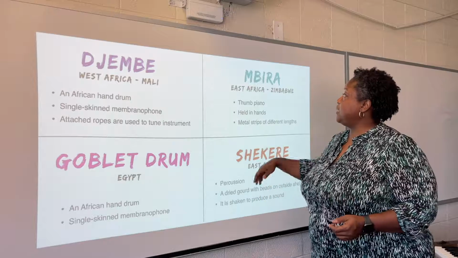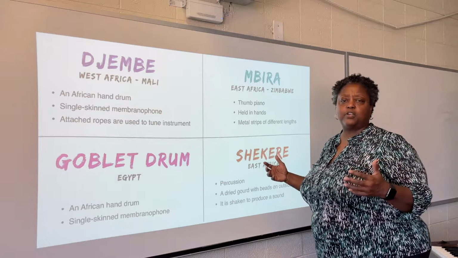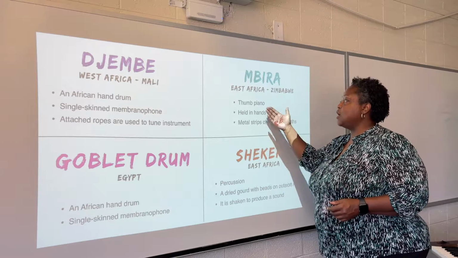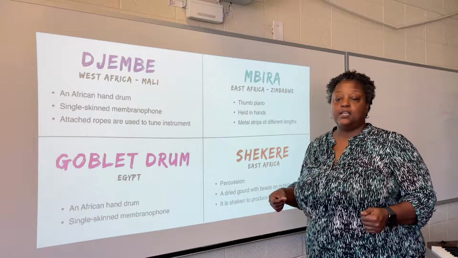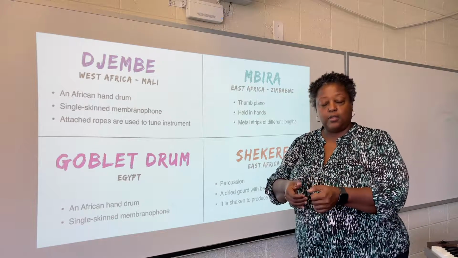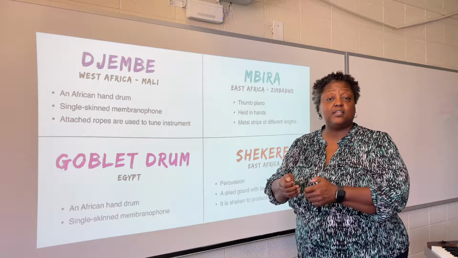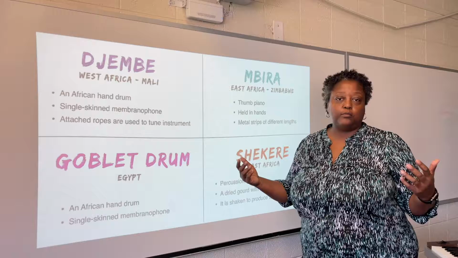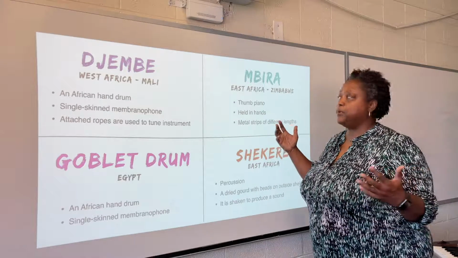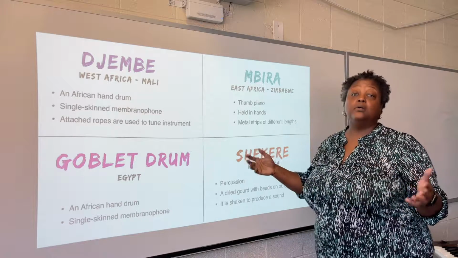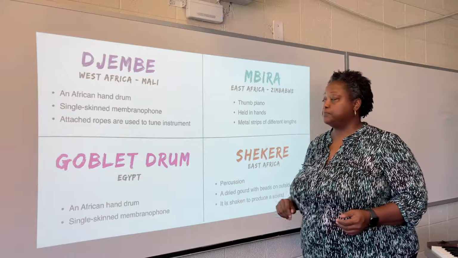All right, so the next one would be the imbira, which is from East Africa. One of the representative countries is Zimbabwe. It's a thumb piano, which is held in the hand, and it has metal strips of different lengths. You've probably seen it, a wooden box in their hand, and they're going ding, ding, ding. That's a thumb piano, because it has pitches. So that's what it's called, an imbira. Some people call it just a thumb piano. You just want to know the various names for it. So you can start off with that.